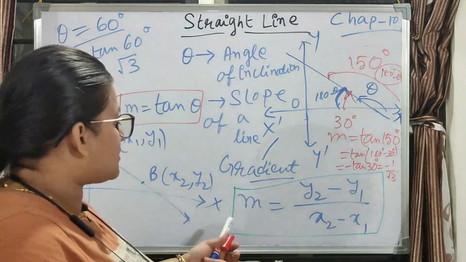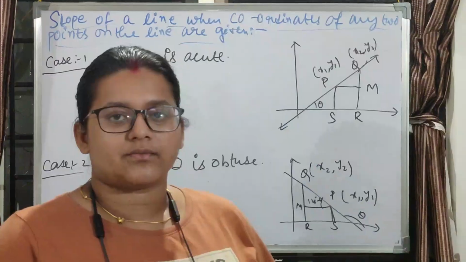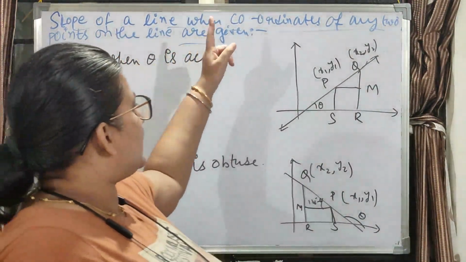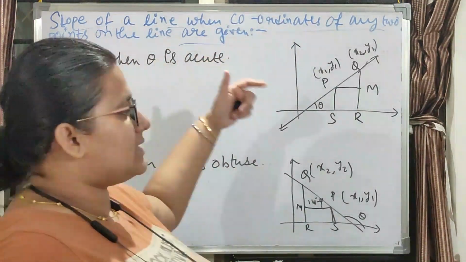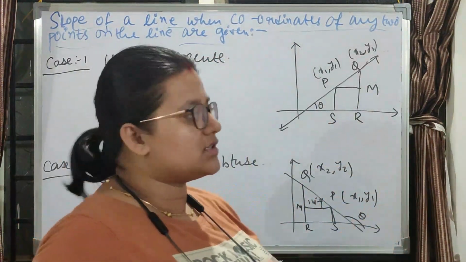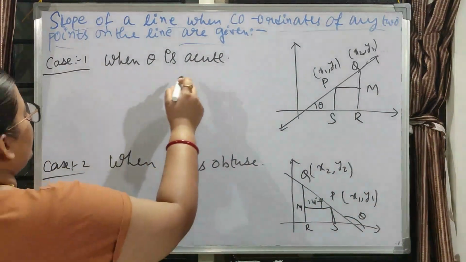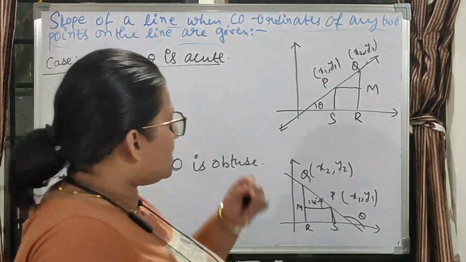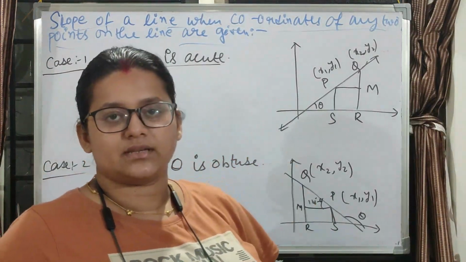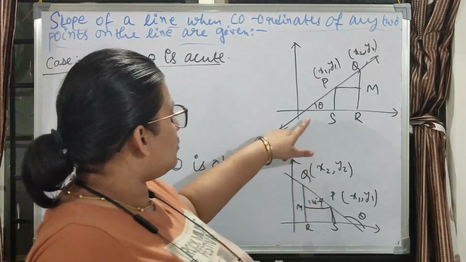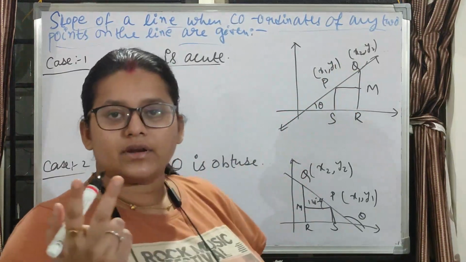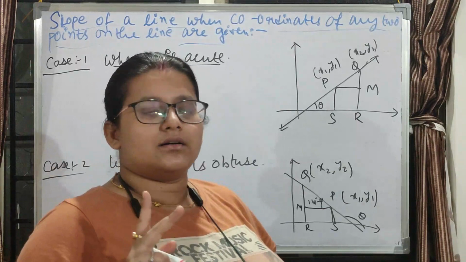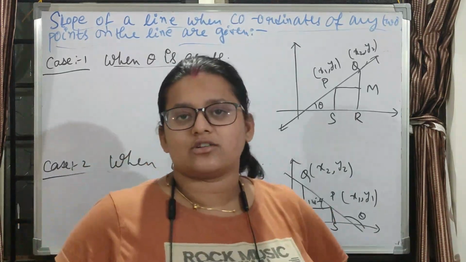Next we will see the proof for this. Now we will see the proof for the slope of a line when coordinates of any 2 points on the line are given. That formula I have told just now. And before going to prove, we need to understand what we should prove here. So here one straight line is there. Here will be two cases. One is when inclination angle is an acute angle, and the other when that is an obtuse angle.